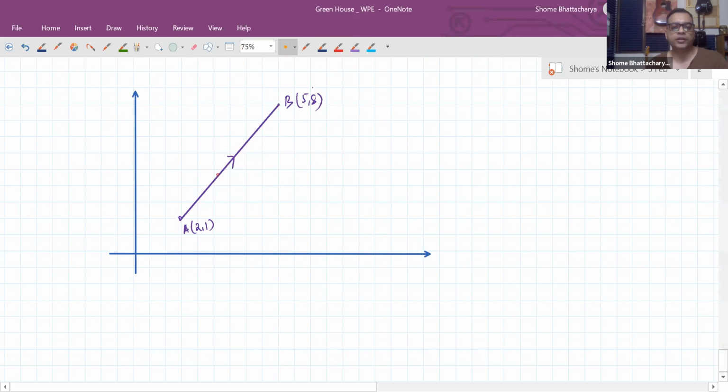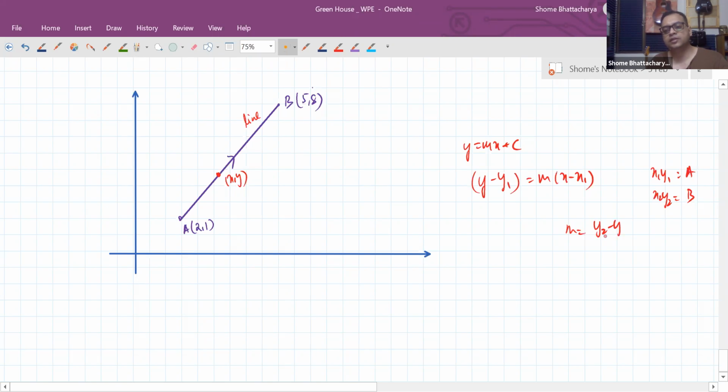So then for any point on this line, the equation of the line first of all would have been like this: y is equal to mx plus c, which you would write like this, y minus y1 is equal to m times x minus x1. In this we would put x1, y1 as the coordinates of A and x2, y2 as the coordinates of B, where m is (y2 minus y1) upon (x2 minus x1). So m will become (8 minus 1) upon (5 minus 2), so that is 7 by 3.